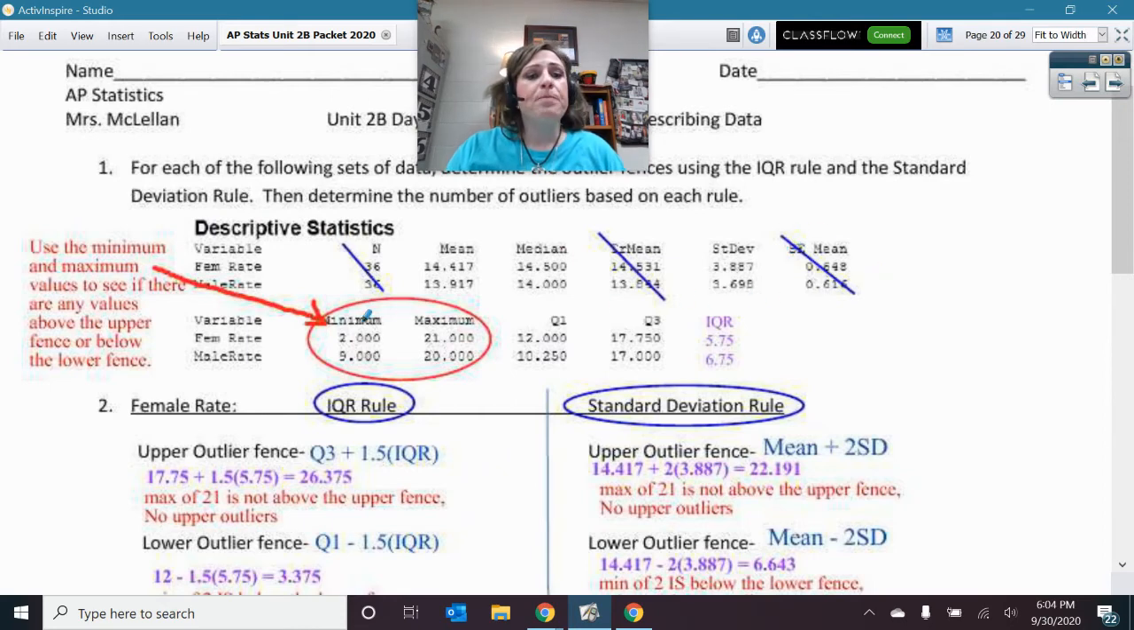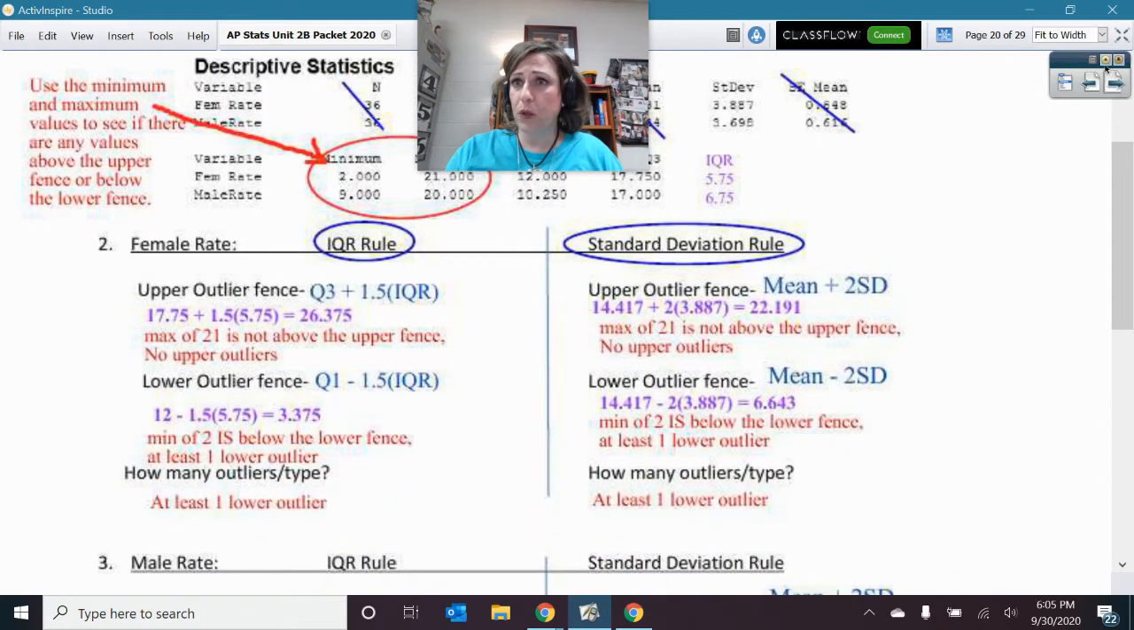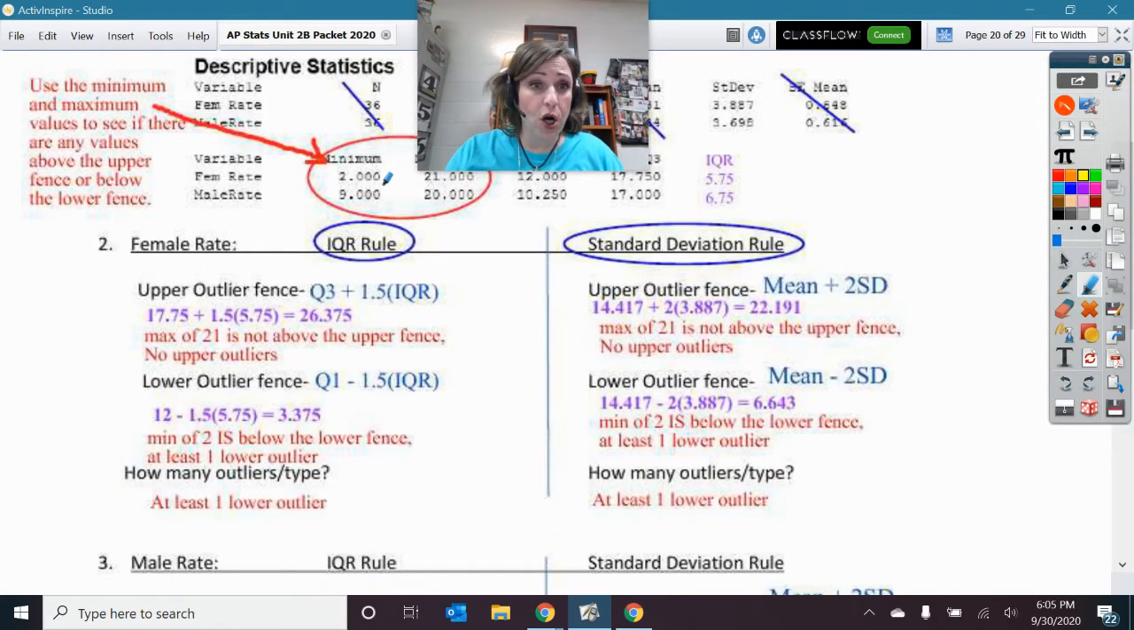We don't need those. We'll be using that min and max to determine if we have outliers or not and what kind of outliers they are. Of course, you use your Q1 and Q3 so you can get the IQR to get your IQR rule fences. Remember that with our IQR rule fences, we had Q3 plus 1.5 IQR for the upper, and for the lower it was Q1 minus 1.5 IQR. So I put in the numbers here.